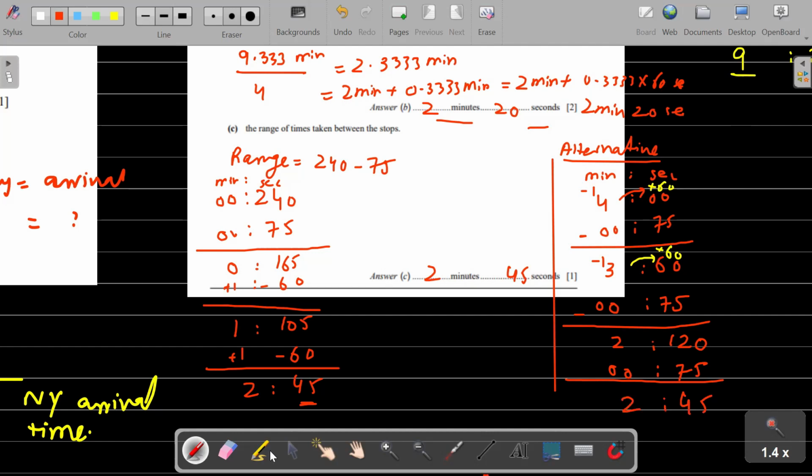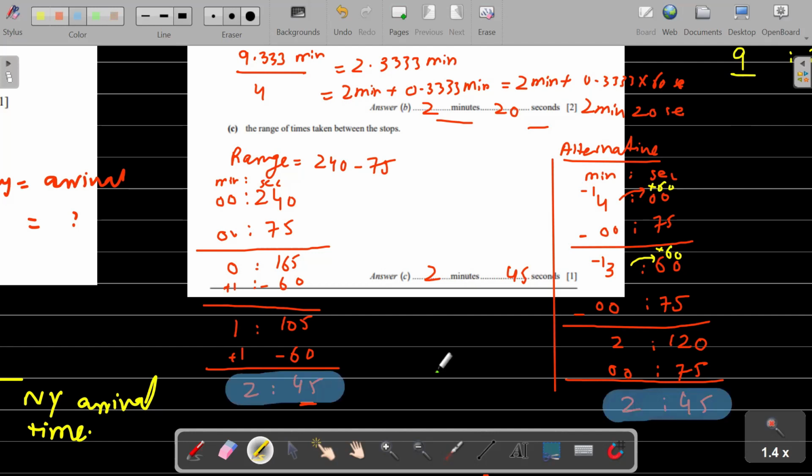So you can see that our answer is the same. Whichever method you follow, our answer will remain the same. Okay, it's totally up to you. Both methods are fine. Let's solve the next question.